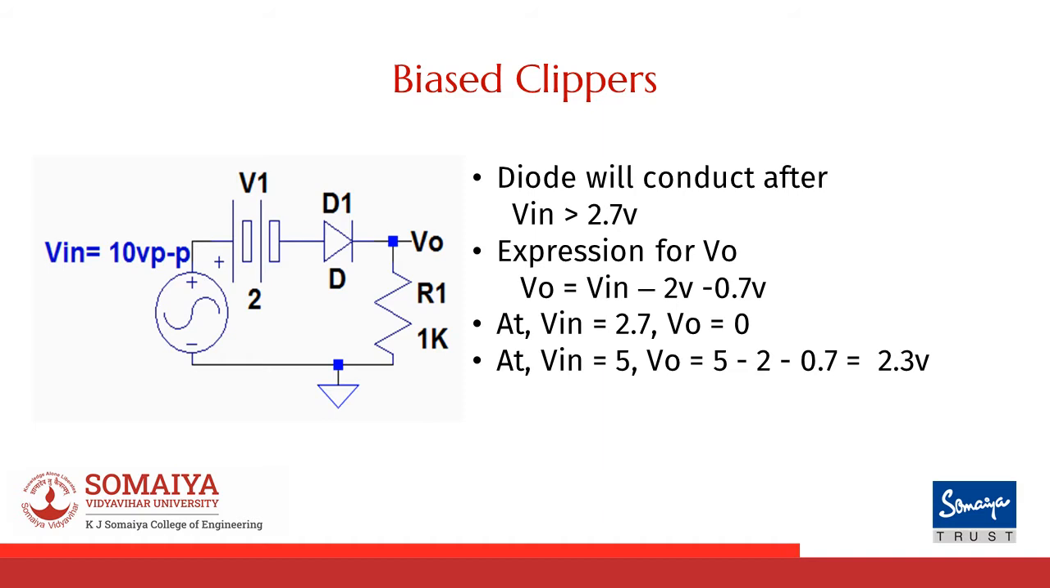Next thing is to find the expression for V0. To find it, we'll apply KVL in the loop. So the expression for V0 would be Vin minus the 2 volts battery minus the diode drop, which is 0.7 volts. For example, at Vin equal to 2.7 volts, my output V0 would be 2.7 minus 2 volts battery minus 0.7 volts diode drop, which is equal to 0. And at Vin equal to 5 volts, V0 would be 5 minus 2 volts battery minus 0.7 volts diode drop, which is equal to 2.3 volts.